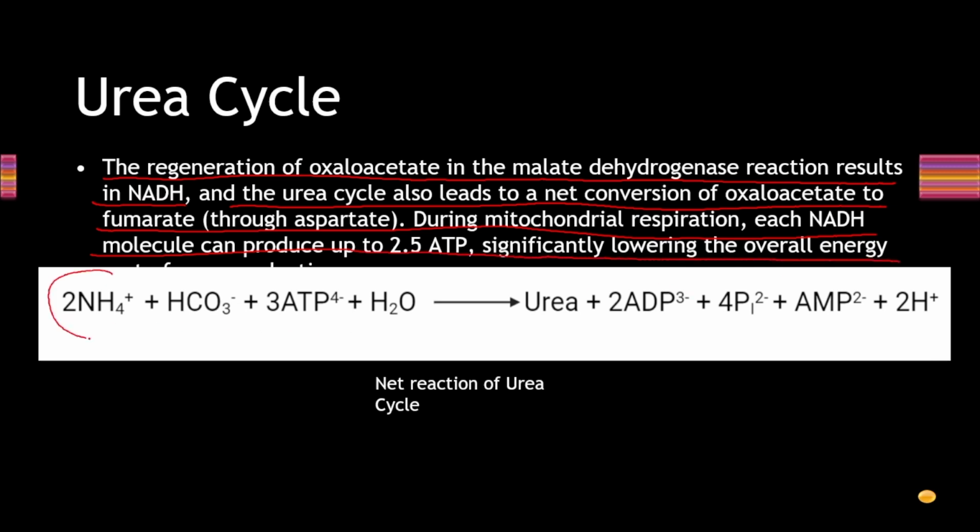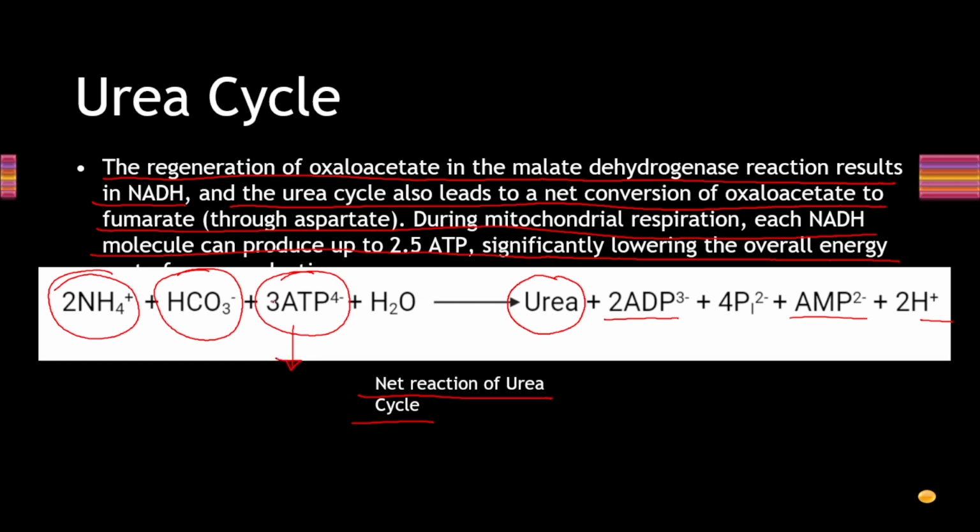So you can have the 2 molecules of ammonia, the bicarbonate, and the ATP, and that's how it is going to form the urea with 2 ATPs and AMPs and water. So the net reaction of the urea cycle is that you are going to consume a large quantity of energy, like the 3 ATPs, and it is going to fix the ammonia as well as the carbon dioxide from the byproducts, and that's how it is going to form the urea, and urea is going to be excreted out from the body by the urine.